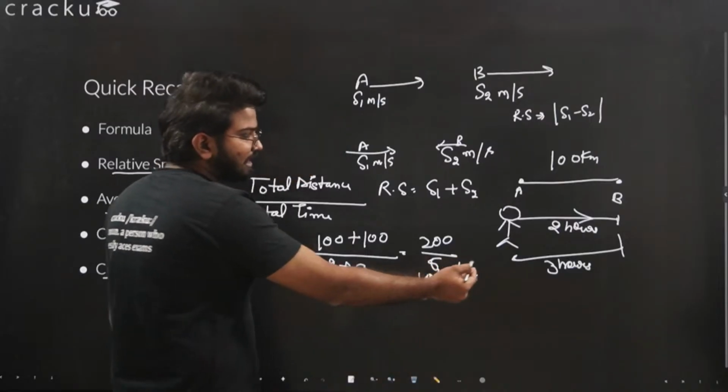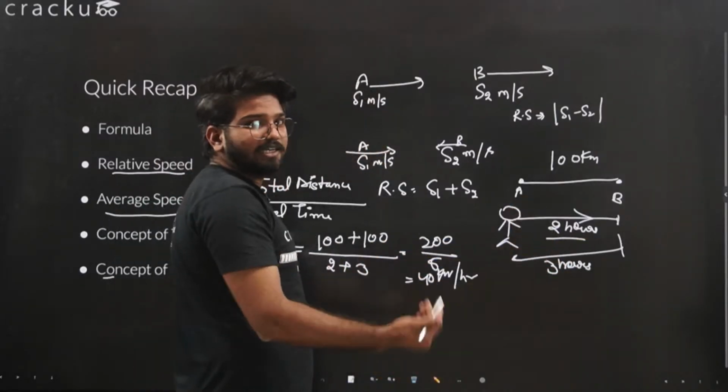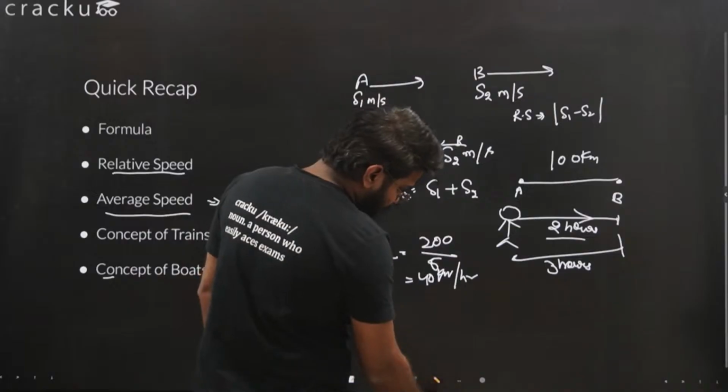Now, if you are not given the time, you are given the speed again, you can calculate the time and then find your average speed.